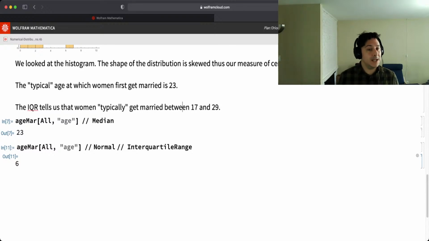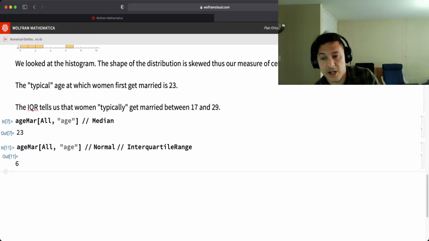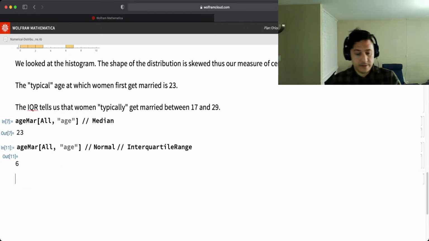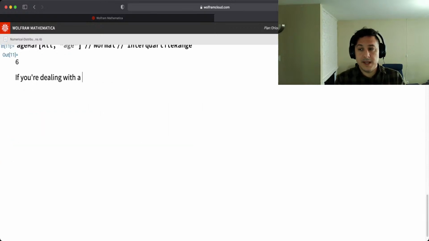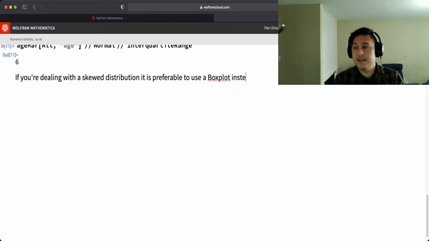Okay. So the median is the measure of center. That's the 23 we calculated. The IQR gives you this range of values, like actually maybe anywhere between 17 and 29. So there's a graph that will help you look at this. We're going to learn about another graph. If you're dealing with a skewed distribution, it is preferable to use a box plot instead of a histogram.